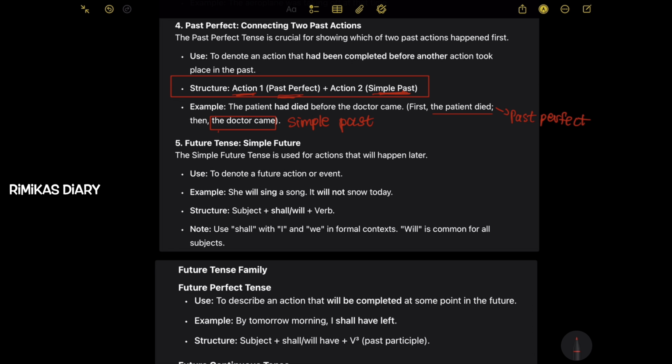Next, future tense, simple future. The simple future tense is used for actions that will happen later. Used to denote a future action or event. Example: she will sing a song. It will not snow today. So the structure: subject plus shall or will plus verb. So note, use shall with I and we in formal context. Will is common for all subjects.